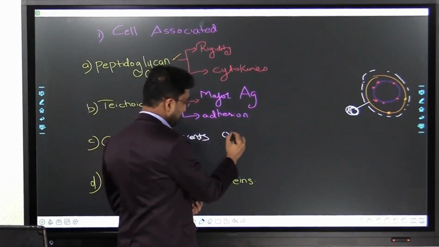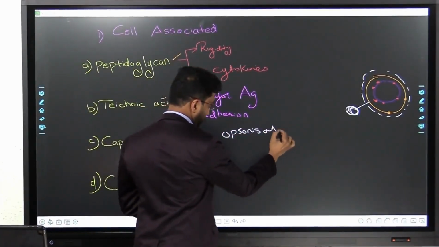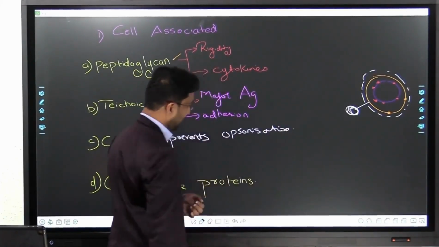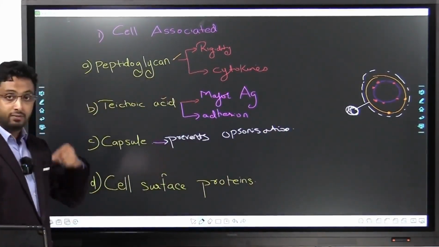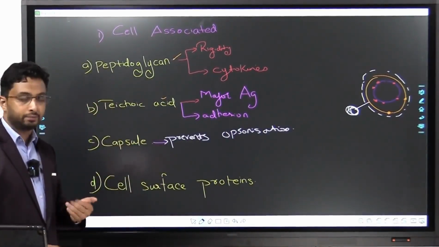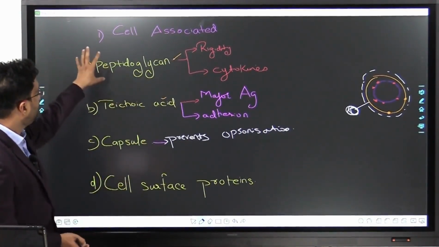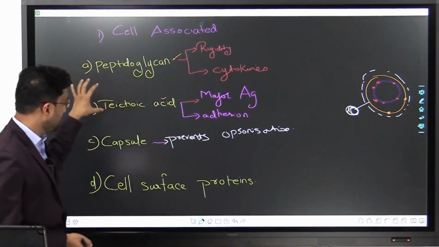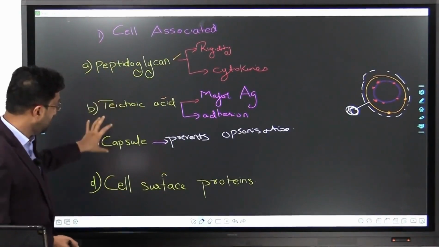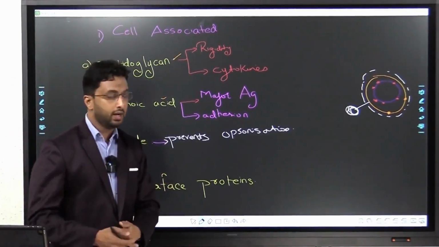Very beautiful, isn't it? It prevents opsonization. But our body is smarter. It has different mechanisms. It will come with complement and kill it. We'll study them. And finally, cell surface proteins. Peptidoglycan and teichoic acid are both components of the cell wall, the capsule is outside the cell wall, and cell surface proteins we'll study next.